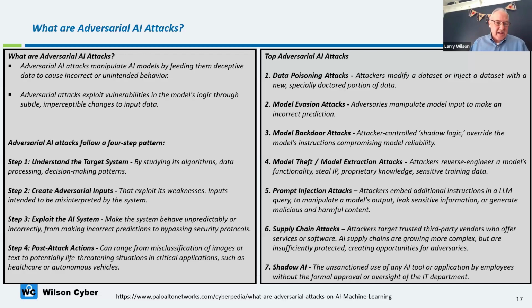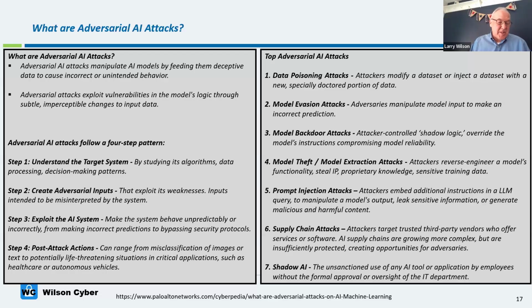Step one, understand the target system by studying the algorithms, data processing, decision making. Number two, create an adversarial input that exploits the weakness. Step three, exploit the system, make the system behave unpredictably or incorrectly. And step four, post-attack actions can range from misclassification of images or text to potentially life-threatening situations in critical applications.